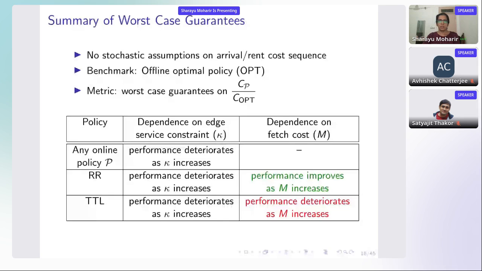This is because for very large M, and in the specific case where the request traffic is low, both RR and OPT don't host the service at all. However, by definition, TTL has to fetch the service every time a request arrives and the service is not hosted. A consequence of this is that TTL pays a large fetch cost multiple times, which leads to poor performance. So this is again not entirely surprising, that TTL suffers when the fetch cost is high.